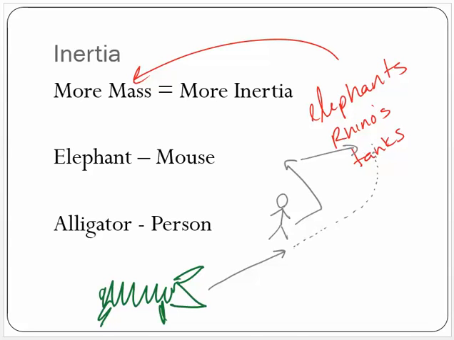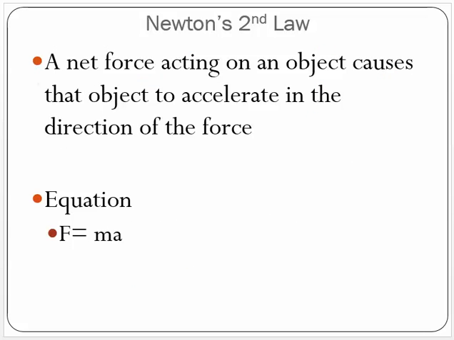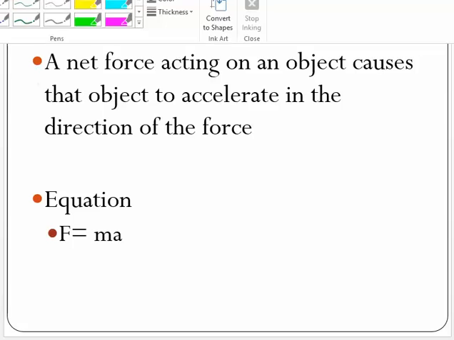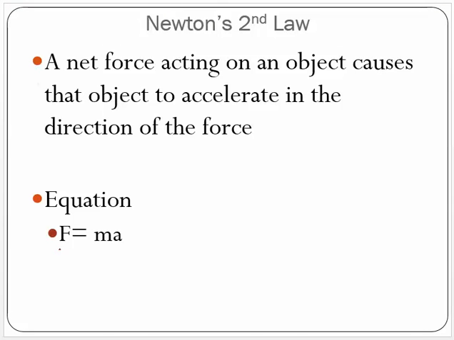Crunch, that would hurt. All right, Newton's second law. A net force acting on an object causes that object to accelerate in the direction of the force. What this comes down to is an equation called F equals ma. If we apply a force to a mass, it causes that mass to accelerate. And that's what this is saying. Newton's second law is essentially what I just said. A force applied to a mass causes that mass to accelerate.